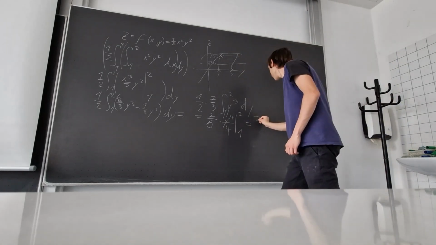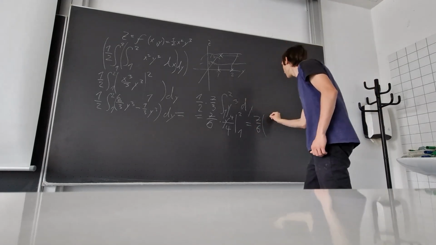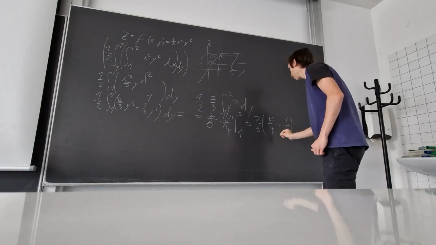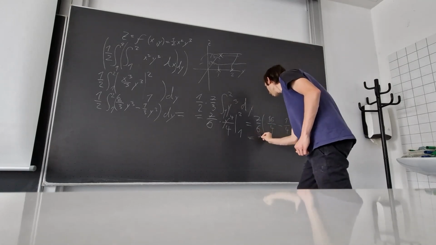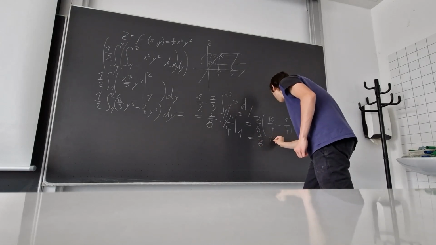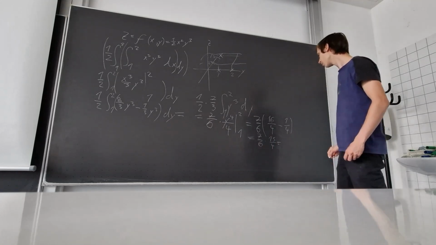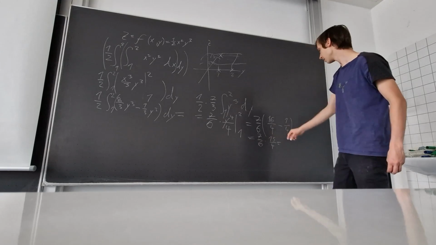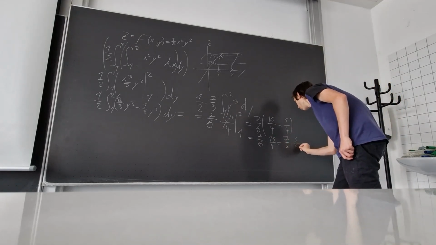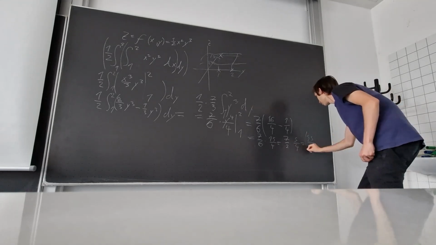And that is 7/6 times, and now we evaluate this, which is 16/4 minus 1/4. So the whole result of this is 7/6 times 15/4. And I mean, we can work this further. We can divide this and this by 3. So it will be 7/2 times 5/4. And that is 35/8.